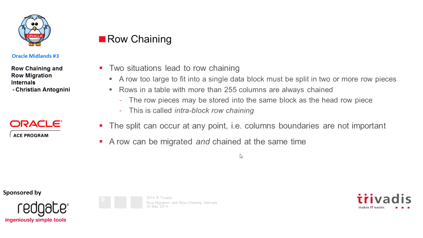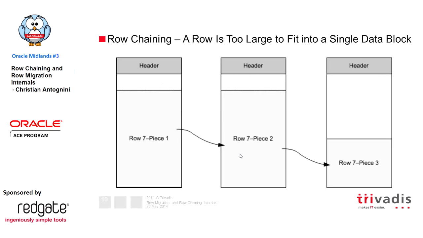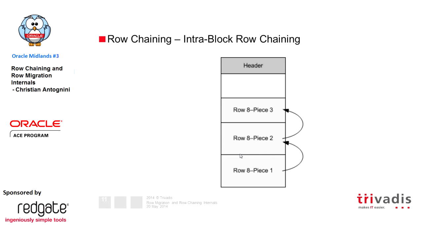The second one, which is also called intra-block row chaining, is caused by the limitation of 255 columns. Since you cannot have a row piece with more than 255 columns, if you have a table with 500 columns, for example, you need 2 row pieces, independent of how large the row pieces are. So you can have, for example, 3 row pieces if you have 600 columns. Maybe these row pieces are really small, and they all fit in one block, but they have to be chained.